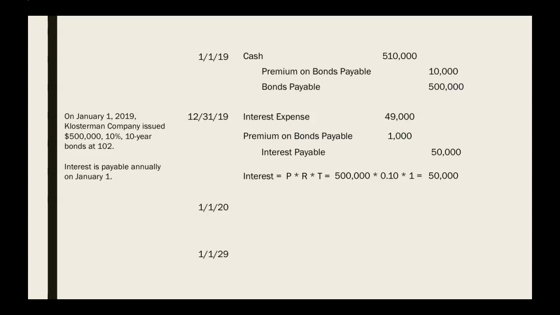So now we can move on to January 1st of 2020. This is when we are paying the interest to these people, right? We're told interest is payable annually on January 1st. So we have to decrease what's in our interest payable, and we're using cash to pay them. Now, how do we figure out the number here? Well, we look at the entry that we made back on December 31st. The amount for our interest payable was $50,000. So that's the amount that we will use in this entry when our interest is being paid.